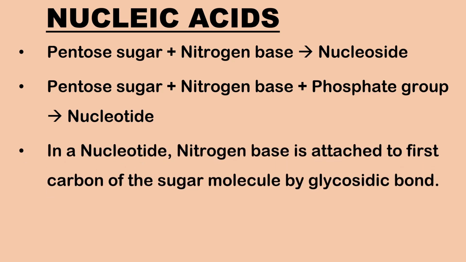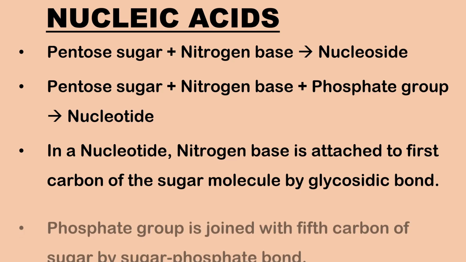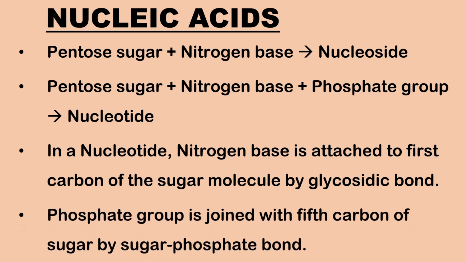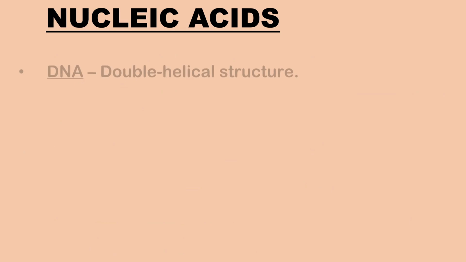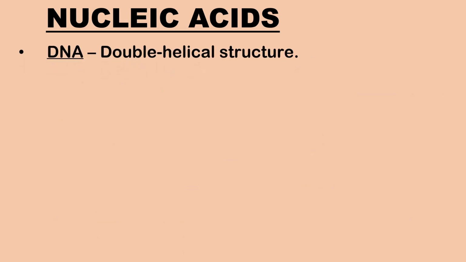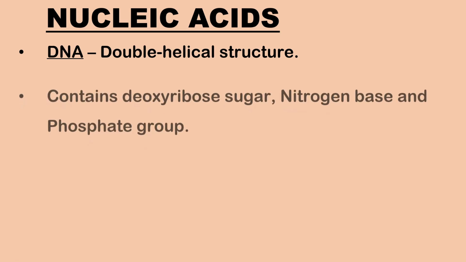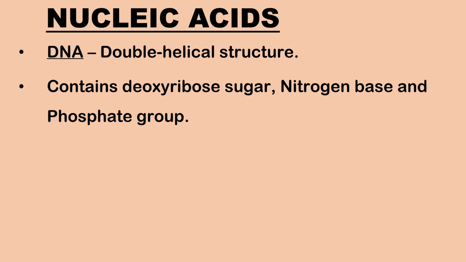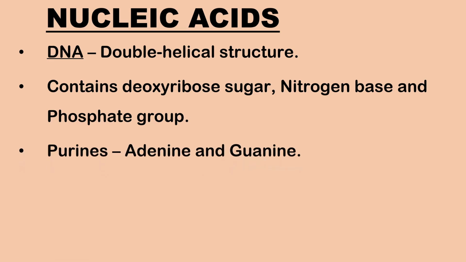In a nucleotide, nitrogen base is attached to first carbon of the sugar molecule by glycosidic bond. The phosphate group is joined with the fifth carbon of the sugar by sugar phosphate bond. DNA is a molecule made up of two polynucleotide chains that coil around each other to form a double helical structure. It contains deoxyribose sugar, nitrogen base, and phosphate group.